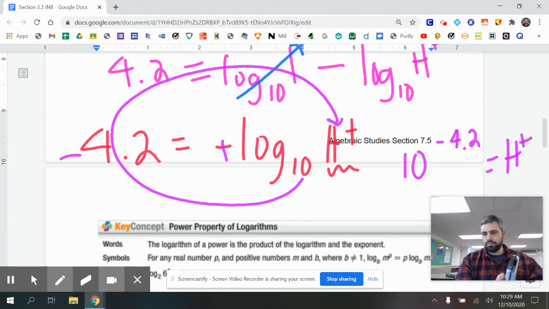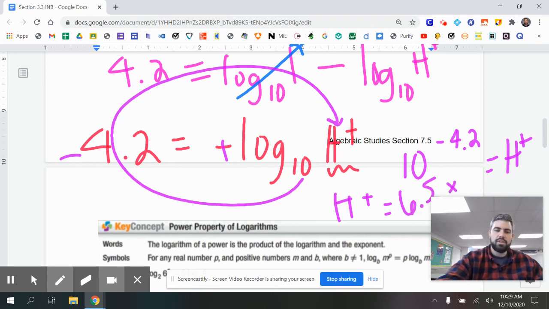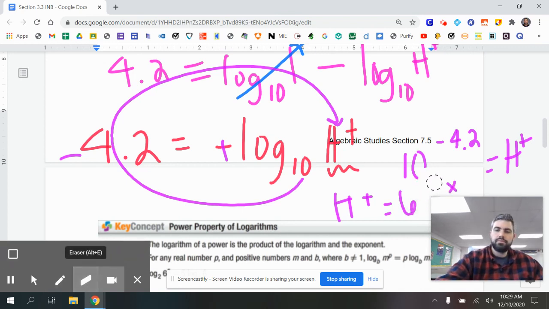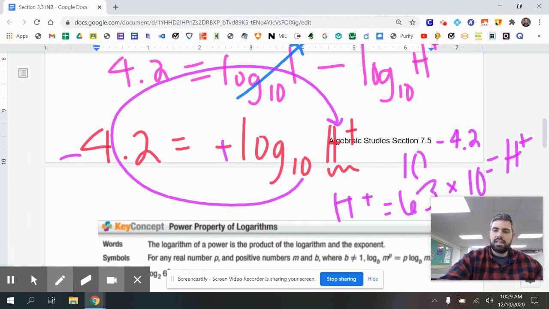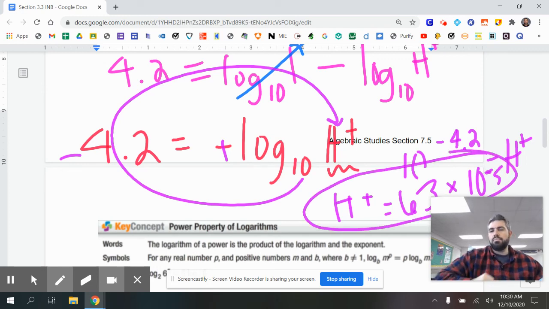Okay, so go to our calculator. We do 10 to the power of negative 4.2, and we find that H plus, or the amount of hydrogen ions, is going to be 6.3 times 10 to the negative 5 moles, which you would know from a chemistry class or something like that is a reasonable size for hydrogen atoms, okay? All right.